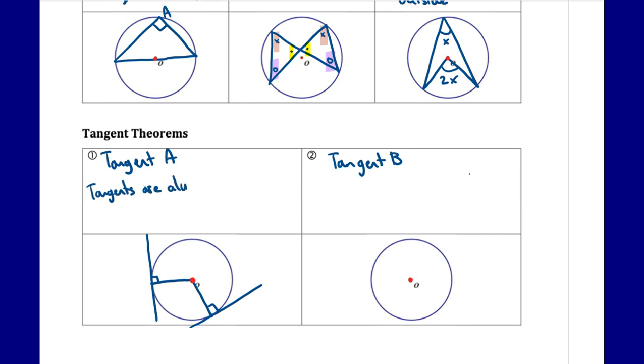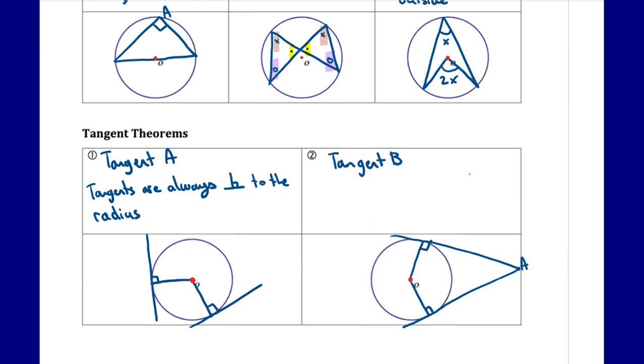Tangents are always 90 degrees, or perpendicular, to the radius. Tangent B is saying if I have two tangents, let's say I draw one tangent here, I draw another tangent here. If I draw two tangents, again, we know that they are going to be 90 degrees to the radius, but they share a common point. They meet at a common point.